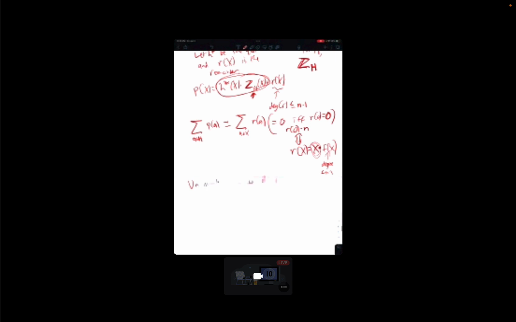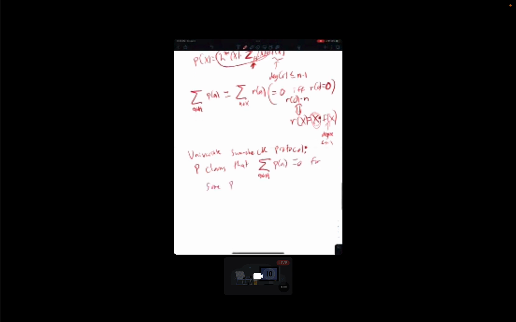The problem solved by this protocol is the univariate analog of the sum check protocol we're used to. Namely, the prover claims that the sum over all nth roots of unity of P of A is 0, for some univariate polynomial P. So that problem is the univariate analog of the problem considered by the standard sum check protocol. But mechanistically, the univariate sum check protocol is nothing at all like the standard sum check protocol.